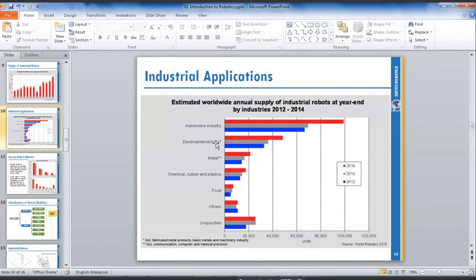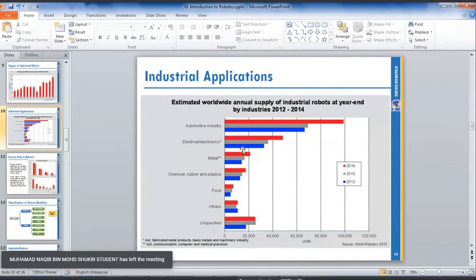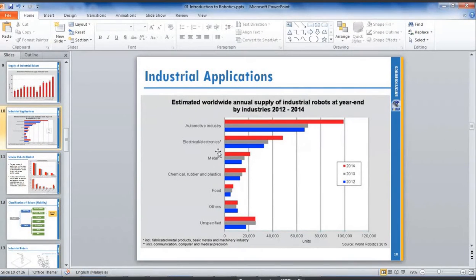So electrical and electronic, yes, they use robotics, especially if you work with semiconductor, wafer fabrication, in Silterra or Infineon in Kulim. So you see a lot of robots. They use a lot of robots, especially in wafer fabrication, semiconductor.